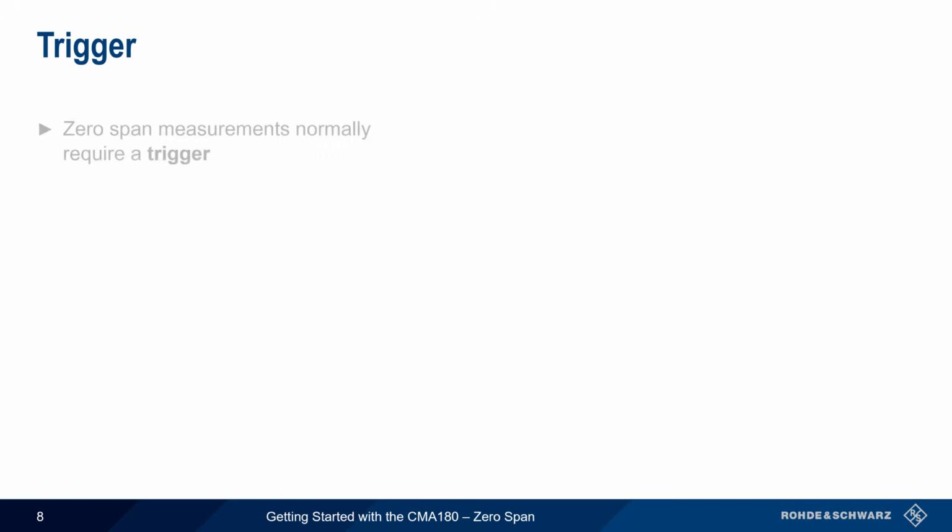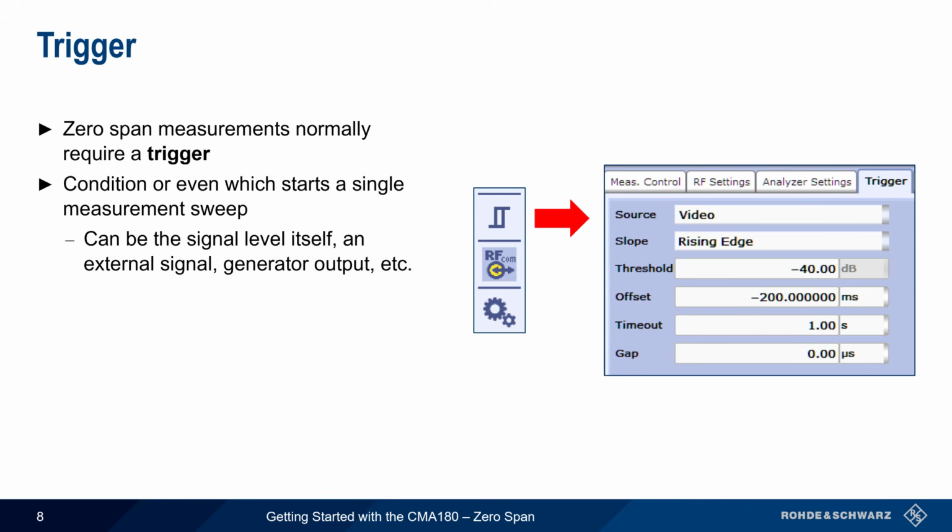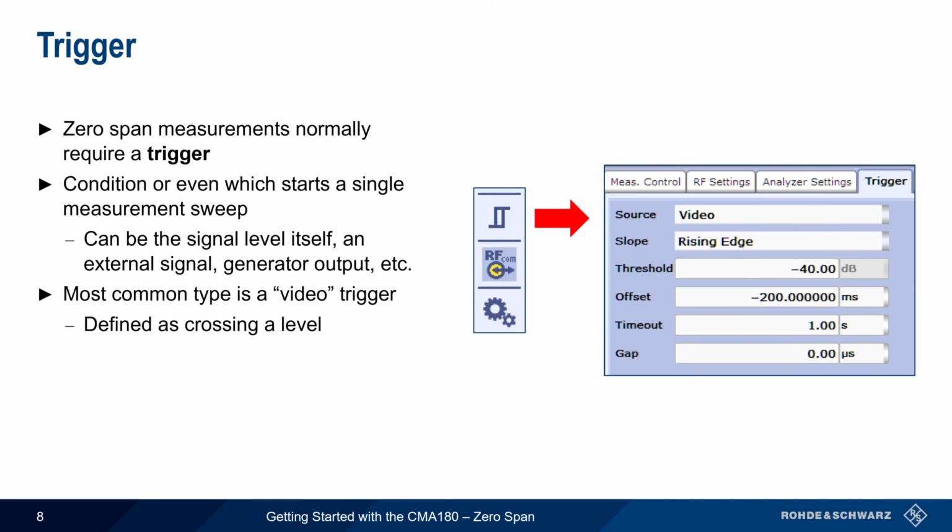As you should already know, zero span measurements usually require some type of trigger. This is the condition or event which starts a single measurement sweep, and is configured by clicking on the trigger icon. The trigger source can be a change in the signal level itself, an external signal, the output of the CMA's generator, etc. Although it's possible to operate in free-run mode with no trigger, the most common scenario is using a so-called video trigger, which is simply the signal level crossing a defined threshold in a given direction. In the example shown, the CMA will start the measurement when the signal level rises through the minus 40 dB level.